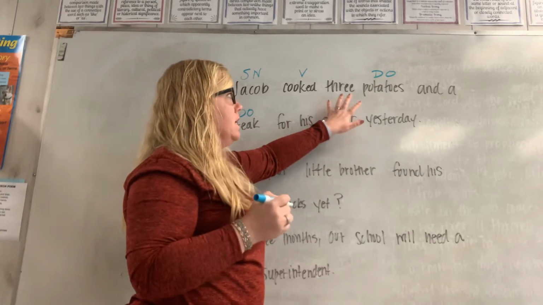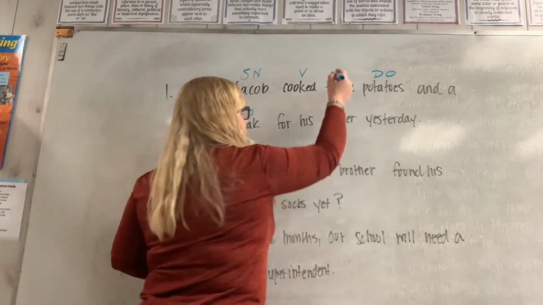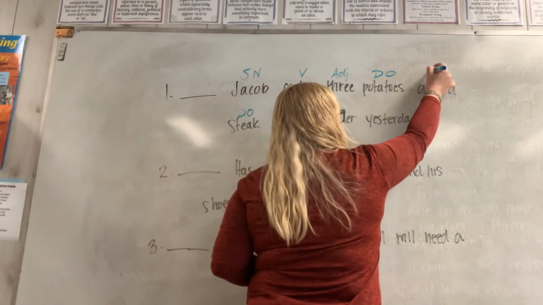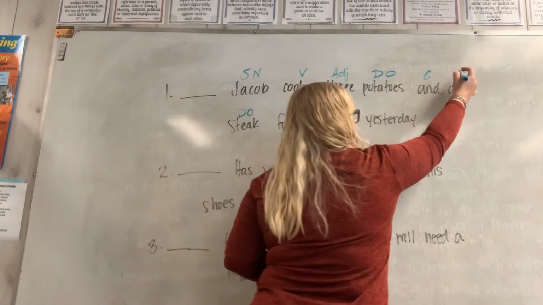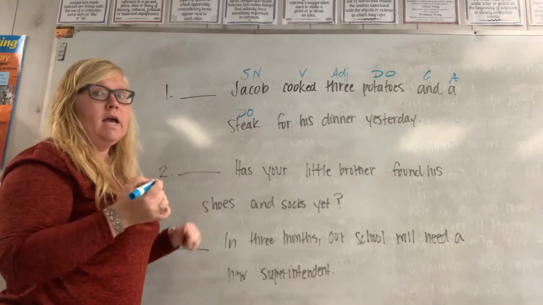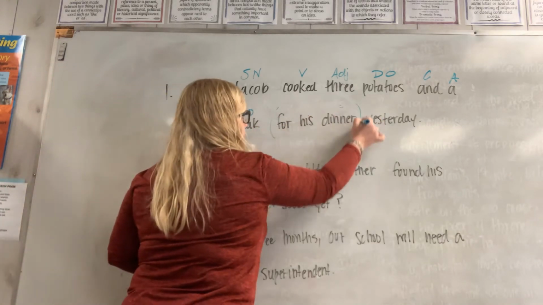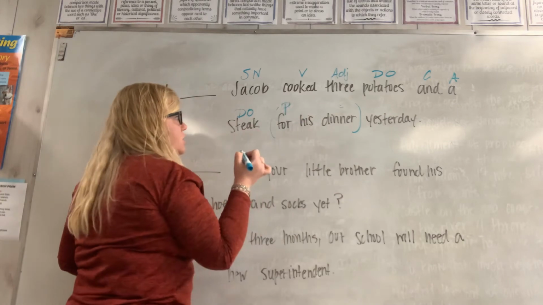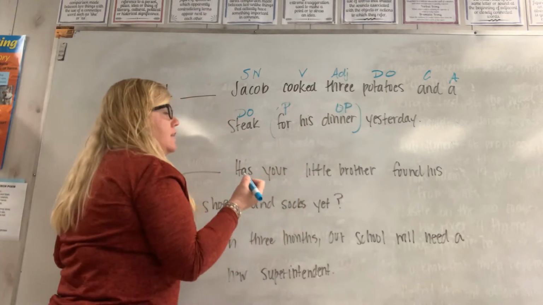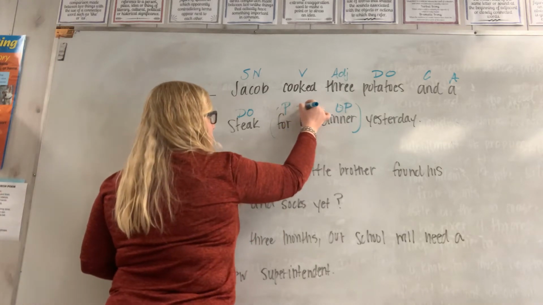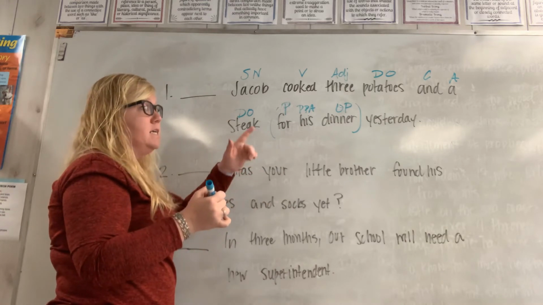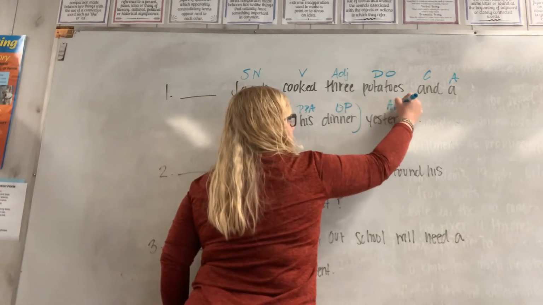Now, 3 is describing how many potatoes, so that's going to be our adjective, all right? And then and is always a conjunction, and a is an article adjective, okay? And then for his dinner is a prepositional phrase. All right, so we have preposition for what? For his dinner. That's the object of a preposition. And then his is a PPA for a possessive pronoun adjective. And when did he do this? He did this yesterday. So that's your adverb.